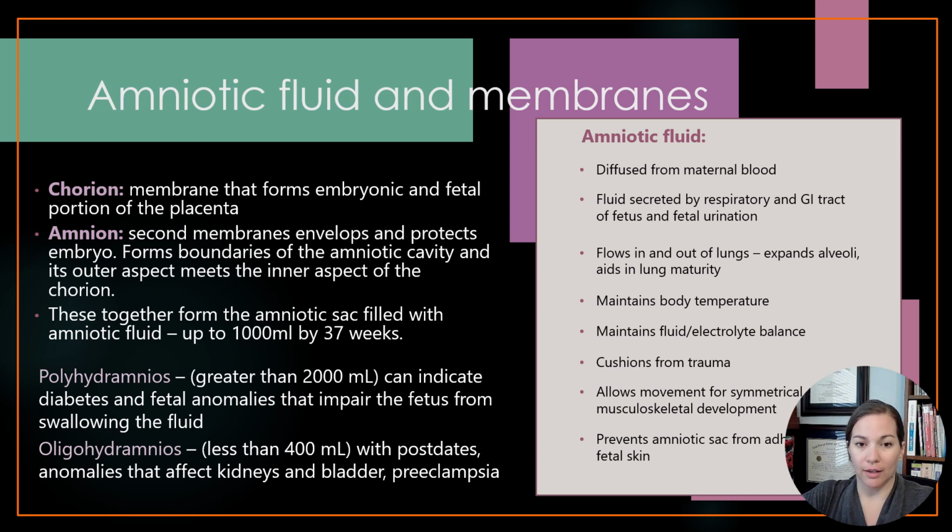Okay. Now, speaking of amniotic fluid and explaining it a little bit, amniotic fluid comes from several sources. Some of it is diffused from maternal blood, so just fluid that's pulled out. But it is also fluid that is secreted by the respiratory tract and GI tract of the baby, and fetal urination. So a big part of amniotic fluid is actually fetal urine, and then they do mock breathing. It helps develop their lungs, so it flows in and out of their lungs, expands alveoli, and helps with lung maturity.